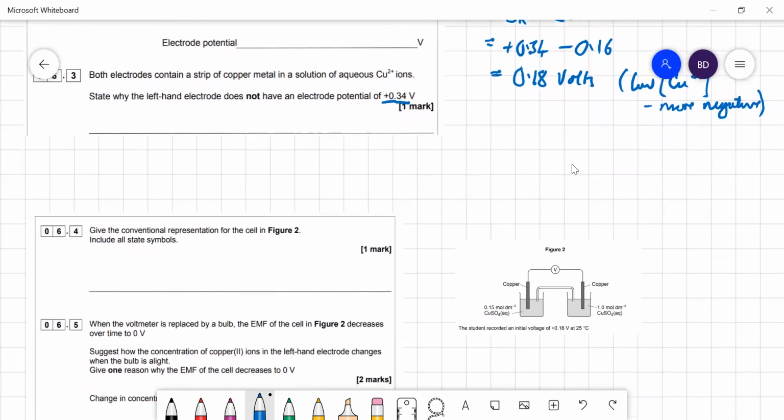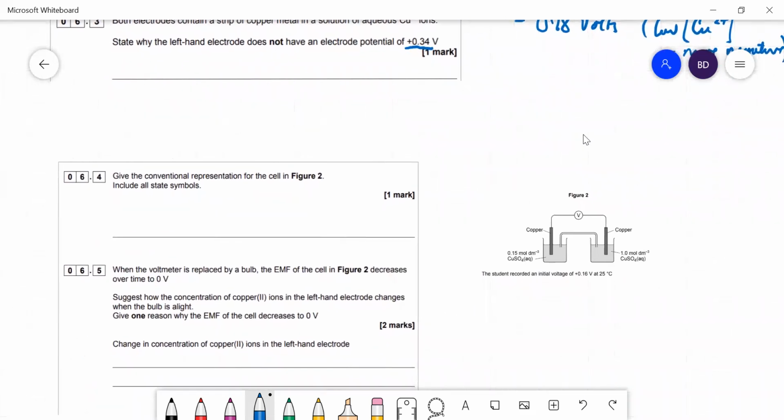Okay, here we go. Give the conventional representation for the cell in figure 2. So I've copied figure 2 again. The thing to do is to put the salt bridge down the middle. So that's your dotted line. And E right is this one. Now the oxidized species always goes next to the salt bridge. So that's Cu2+. Then we're going to get a phase change of a solid line. So that's an aqueous solution. And the copper metal is a solid. Put that there. And it's the same on the other side again. The oxidized species next to the salt bridge, and then phase change and copper there. That's the standard representation.